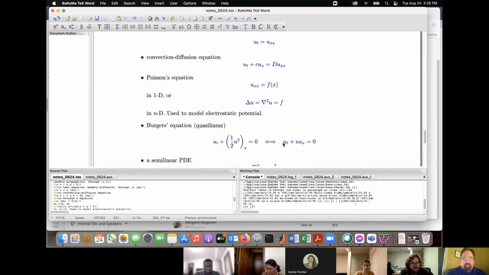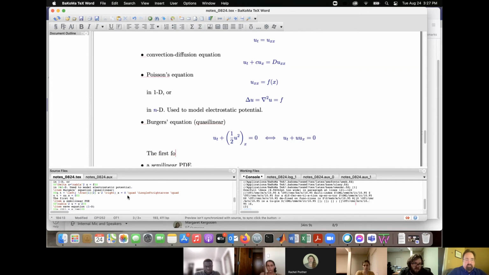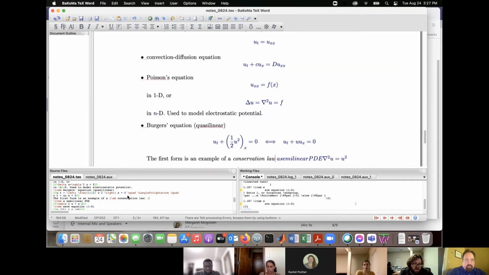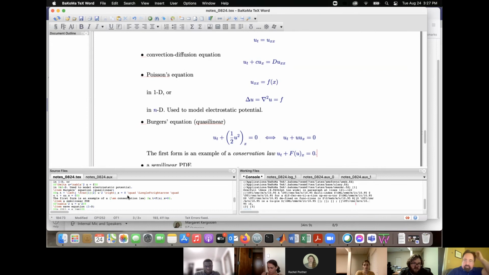I mentioned this problem earlier, Burgers' equation. This is an example of a quasi-linear equation. Now, an equation written in this form, where you have du dt, and then some function of u differentiated with respect to x, is what's called a conservation law. So that'd be ut plus some function of u, all differentiated with respect to x, equals 0.